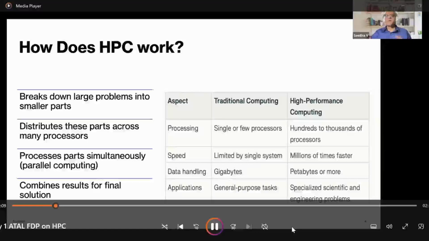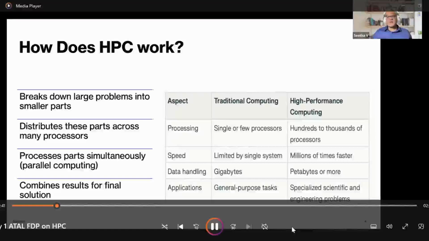But generally speaking, traditional computing will have minimal processors, single or a few processors. HPC has so many processors that we are talking about. From a speed perspective, it's limited by whatever number of processors it has, so it's not as fast as an HPC system. Its ability to handle data is in smaller gigabytes, whereas high performance computing goes into petabytes. And these days, exabytes of performance are possible.